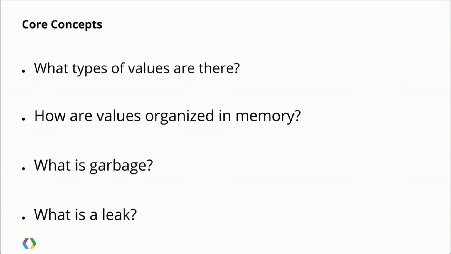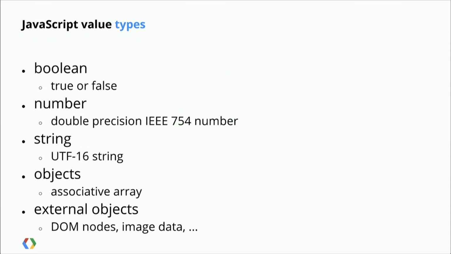So the questions I want you to be able to answer after this set of slides is, what types of values are there in JavaScript? How are they organized in memory? What is garbage and what is a leak? These are really basic questions, and I'm sure a lot of you know the answers to these already, but it's important that we have really good definitions of what these are so that we can understand both the problem and the tools. So JavaScript has very few value types.